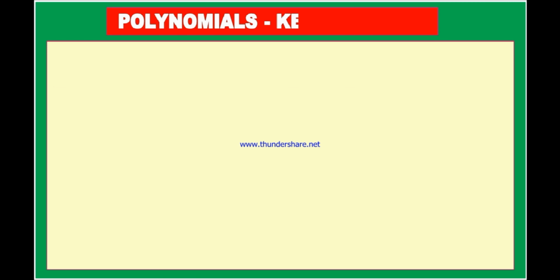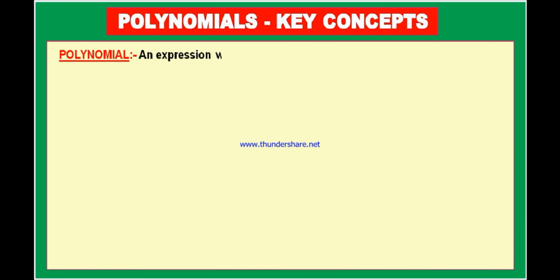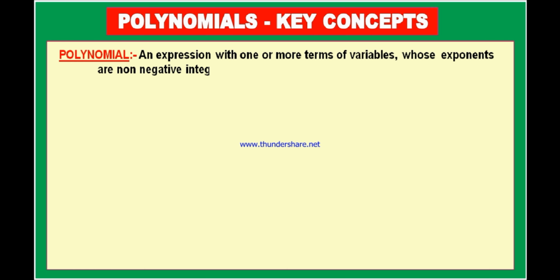Here are some key concepts from the chapter Polynomials. Let us first know what a polynomial is. An expression with one or more terms of variables whose exponents are non-negative integers. I shall repeat, an expression with one or more terms of variables whose exponents are non-negative integers. I shall try to explain.